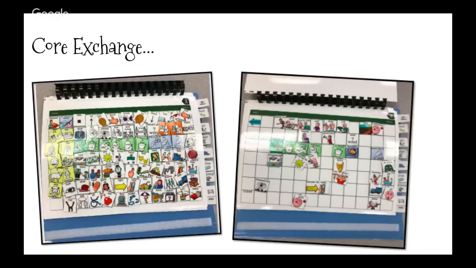So what we did was we took screenshots of every single page of his LAMP, and we created him a low-tech core exchange book. Fortunately, he's back on his device. He saw the power of being able to put the words together and how slow and cumbersome this was compared to his device. So now he's back to his device as well.